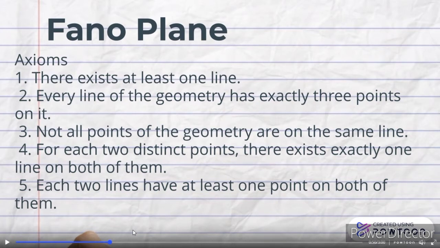First, there exists at least one line in the Fano plane. Number 2, every line of the geometry has exactly 3 points. 3, not all points of the geometry are on the same line. 4, for each 2 distinct points, there exists exactly one line on both of them. 5, each 2 lines have at least 1 point on both of them.